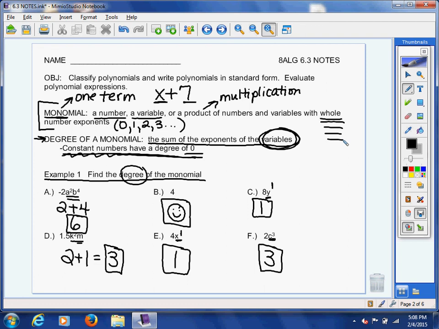Okay, bonus time, bonus time. Somewhere on your notes, not crammed in, you might even want to do this on a separate sheet of paper. What are the 3 exponent rules we learned in the last section? Write out those rules, and I will check those tomorrow and give you some extra credit for that.